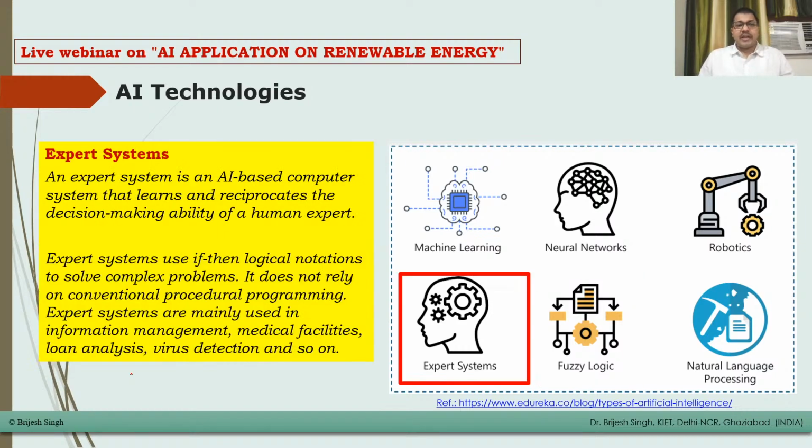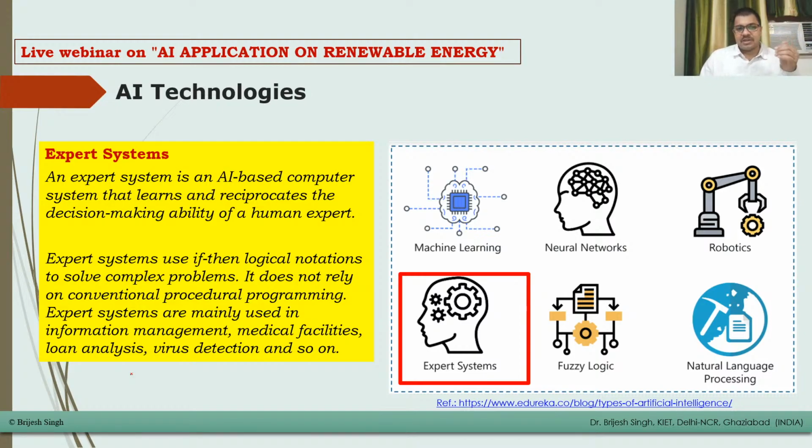And the last one is the expert system. An expert system is an AI based computer system that learns and reciprocates the decision making ability of a human expert. Suppose you have written an algorithm for a technical process, for example how to start an induction machine or how to start an engine. There is a set procedure to start an engine or an induction motor. If you write that in the form of code, it is written by a human expert and the machine is following the expert.